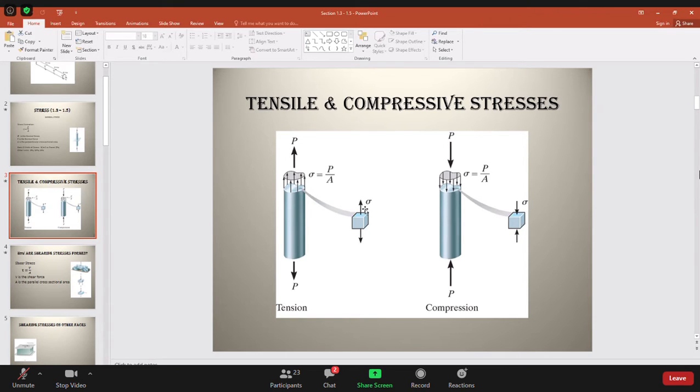Now, this kind of stress which is caused by a tensile force is called a tensile normal stress, and the opposite one, which is caused by a compressive force, is called a compressive normal stress.